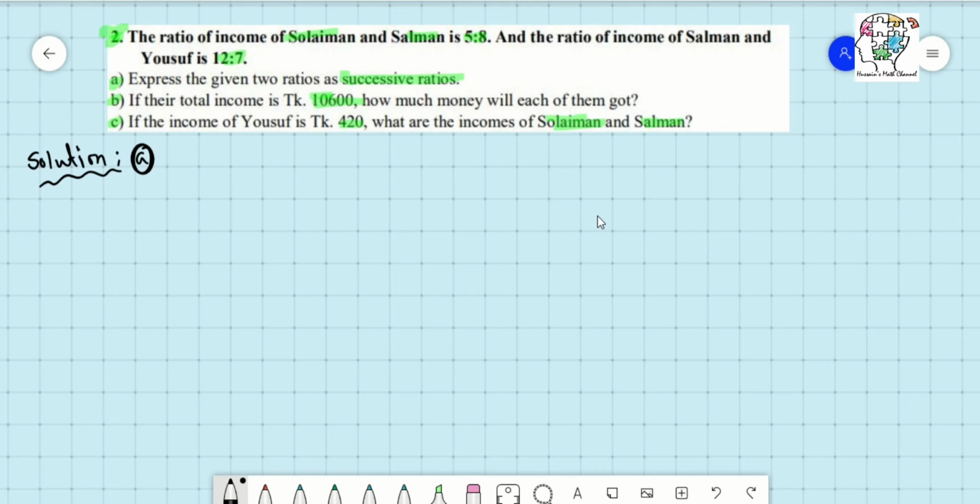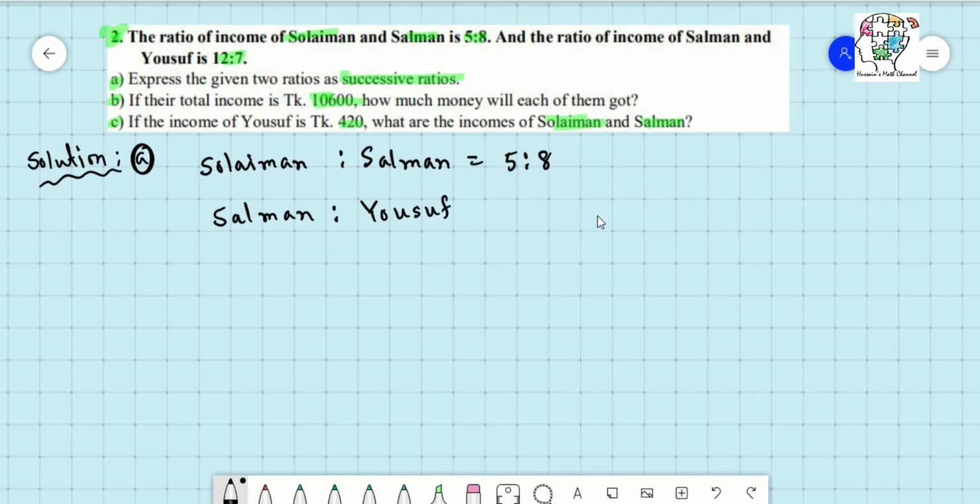We can use a special kind of ratio. Sulaiman is to Salman is equal to 5:8, and Salman is to Yusuf is equal to 12:7. So if we make it as successive ratio, we'll get Sulaiman is to Salman is to Yusuf.